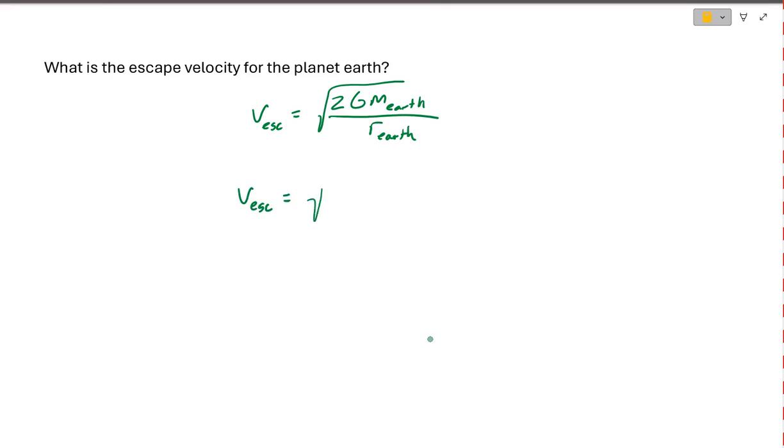So, square root of 2, and what's G? Do you remember? It's 6.67 times 10 to the negative 11.